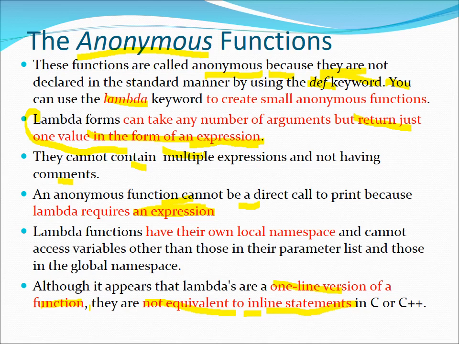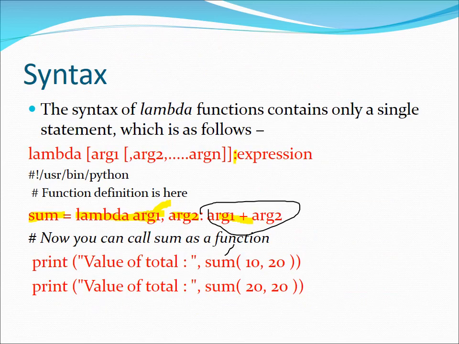The lambda functions have their own local namespace and cannot access variables other than those parameters listed and those in the global namespace. Although it appears that lambdas are one line versions of a function, there will be a single line expression or a single line statement as the body of the lambda function, and they are not equivalent to inline statements in C or CPP.